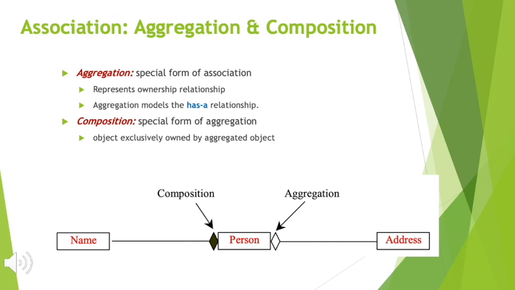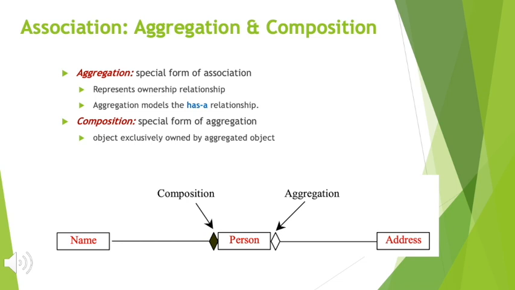And for aggregation and composition, aggregation is a special form of association. So it shows the ownership relationship. It also models the has-a relationship. So as we learned earlier, aggregation has the symbol of a white diamond, right? So in this example, address has a, that means the person has the address. It shows the aggregation relationship.